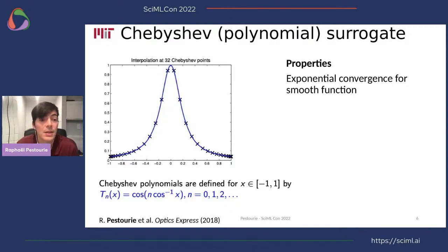A traditional surrogate model that works very well for up to 4 or 5 parameters is Chebyshev interpolation. Chebyshev polynomials are great because they are exponentially convergent for a smooth function, and so it requires fewer expensive PDE solves to train.